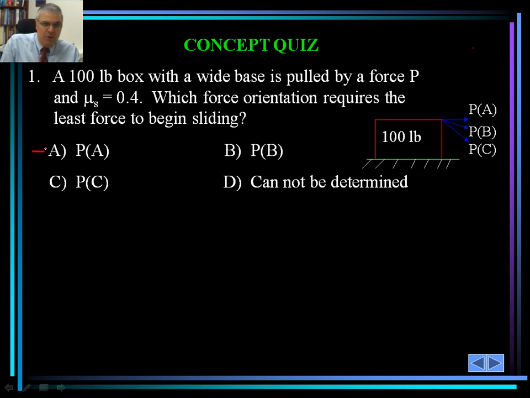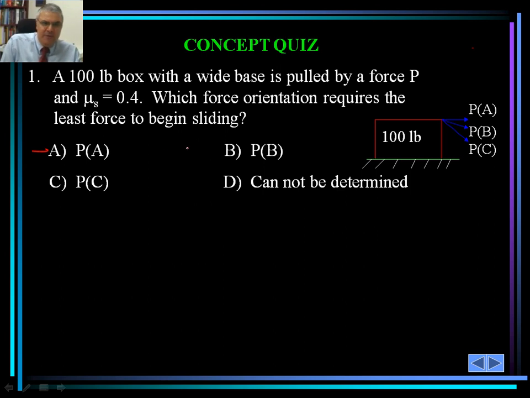Now we are given 4 choices here: A, B, C, and D. Should P sub A be the answer, P sub B, or P sub C? This is drawn in AutoCAD. That's why it is shown as such: A, P sub B, and P sub C in parentheses. So if we have a 100-pound box with a wide base, it is pulled by a force P, and friction is 0.4. Which force orientation requires the least force to begin sliding?